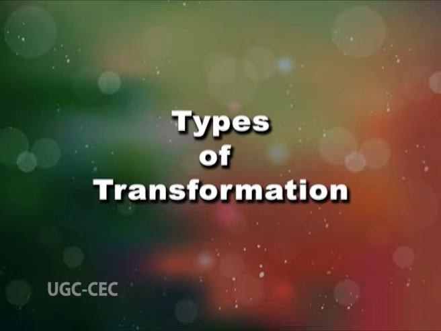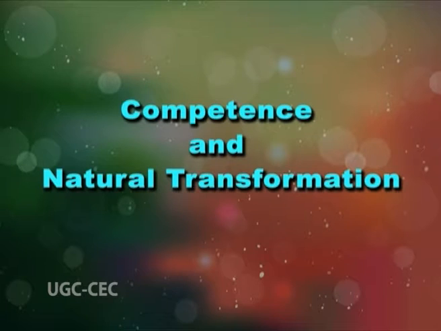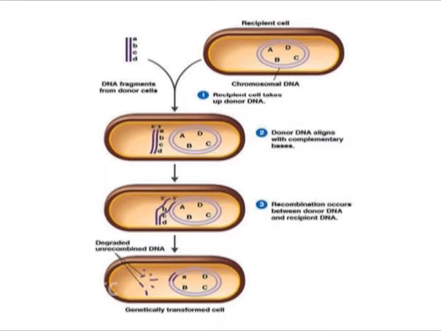Types of transformation. Competence and natural transformation. In natural transformation, the DNA comes from a donor bacterium. It is a random process, that is, any portion of genome can be transferred between two bacteria. When bacteria lyse, they release large amounts of DNA into their surroundings. These fragments may be relatively large and contain several genes. If the fragment contacts a competent cell, it gets bound to it and is taken inside.